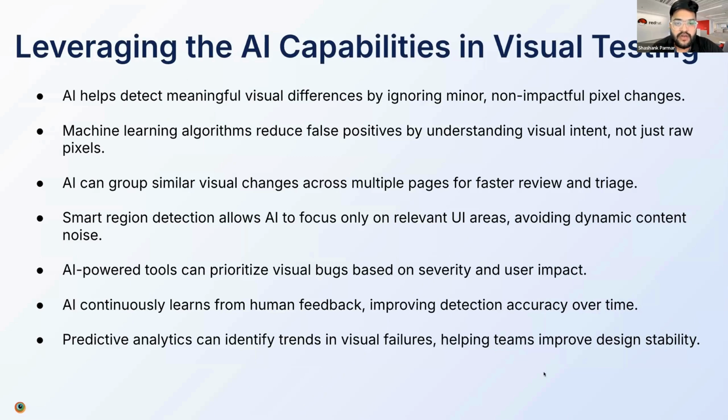Apart from this, whenever a visual bug happens, it will automatically check the severity, and according to that, if the integrations are set up, it will automatically create a bug in Jira or something similar. Apart from this, human feedback consistently improves detection accuracy over time, and predictive analytics can identify trends, visual failures and their root causes, helping the team improve the design and stability part.